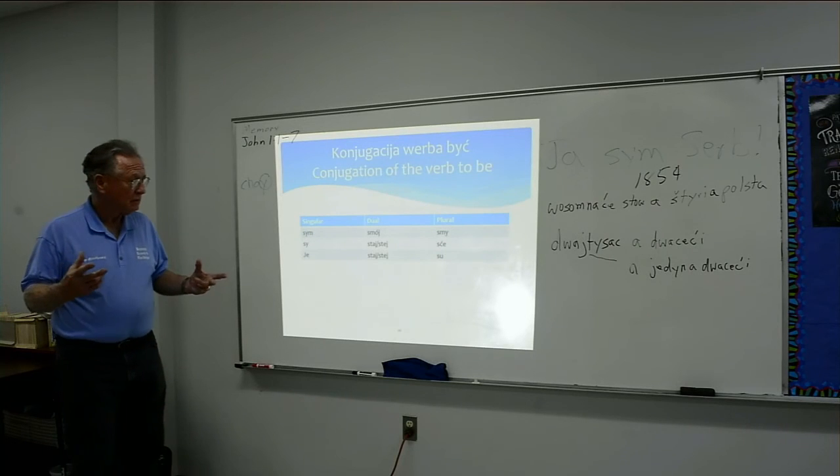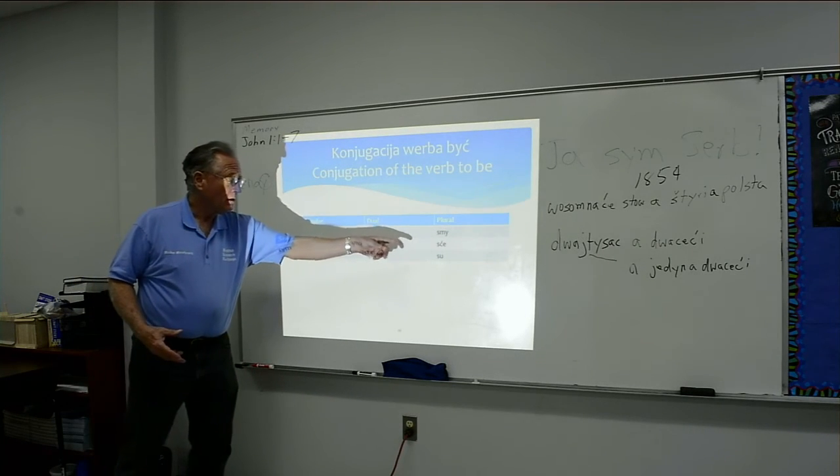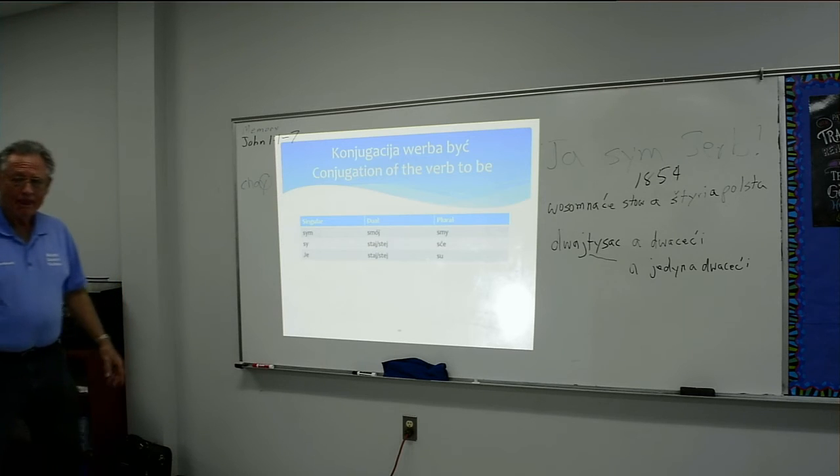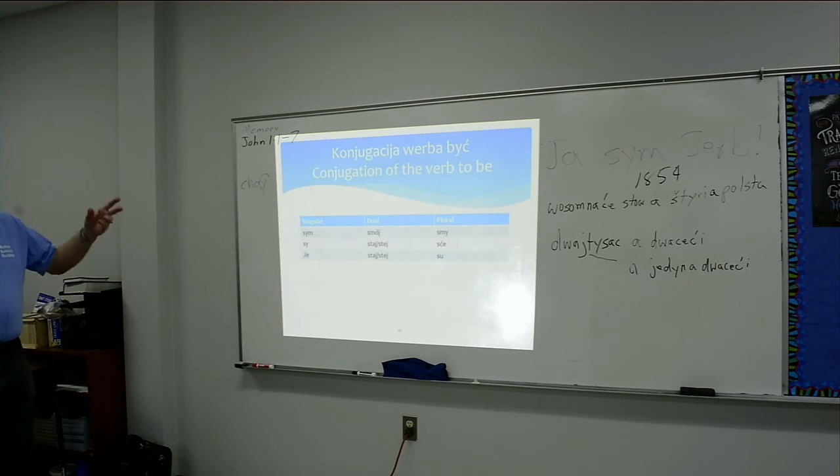Are. You plural are. We are. That's the conjugation of the verb to be. There's ways you can learn it, you know. Teach yourself how to learn this stuff. Okay, so that's the conjugation of the verb to be. Ja sum serb. Sum serb. Okay.